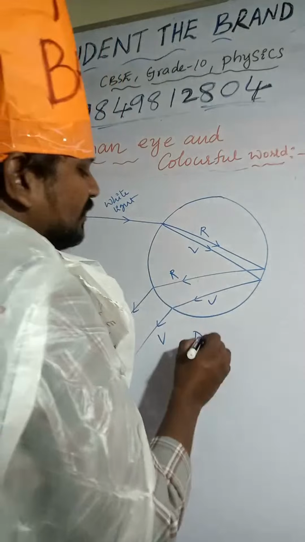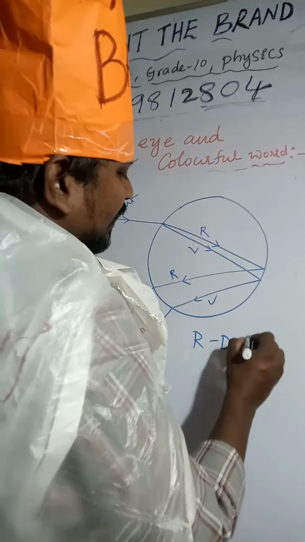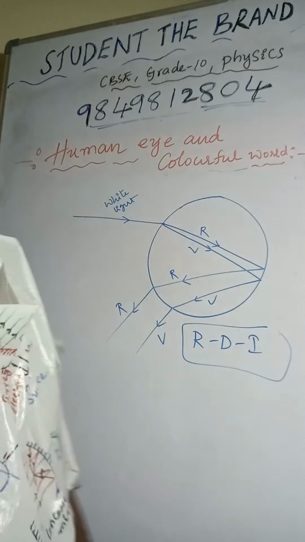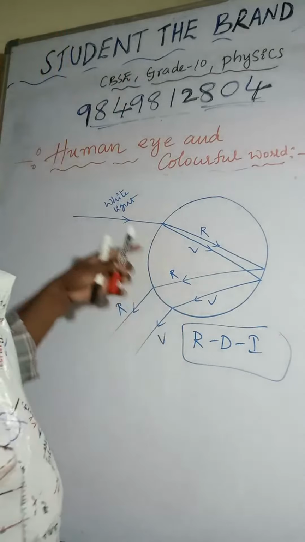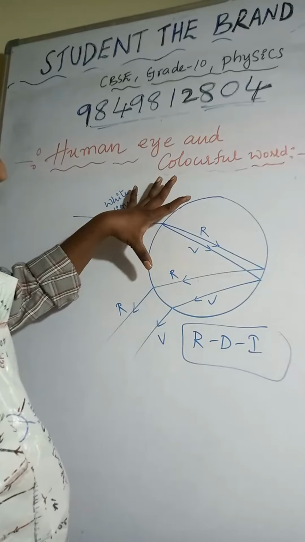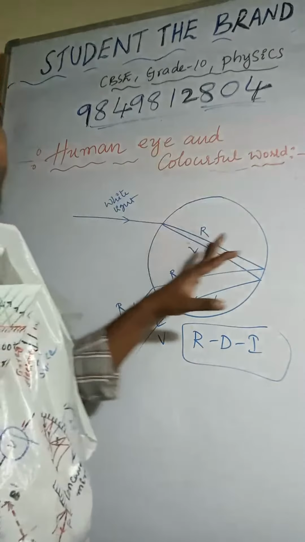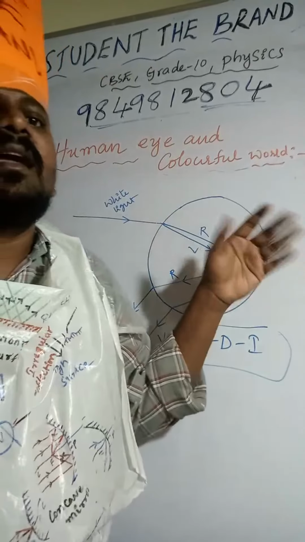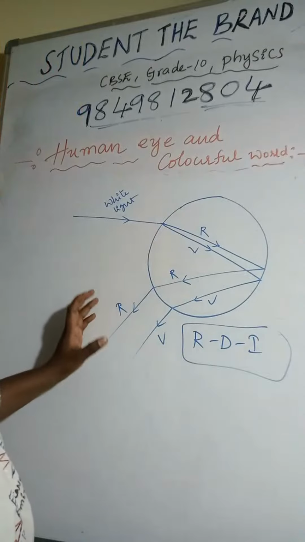Refraction, dispersion, internal reflection. These are the phenomena involved in the formation of a rainbow. How? Initially, refraction takes place. After that, dispersion takes place. Then internal reflection takes place. Okay, the light ray will reflect internally. It comes out as a rainbow.